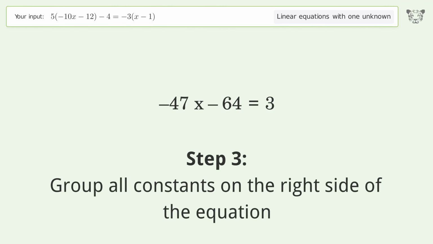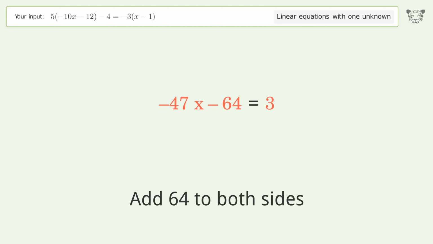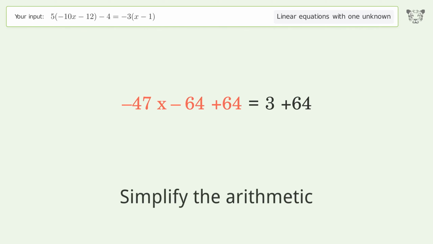Group all constants on the right side of the equation. Add 64 to both sides. Simplify the arithmetic.